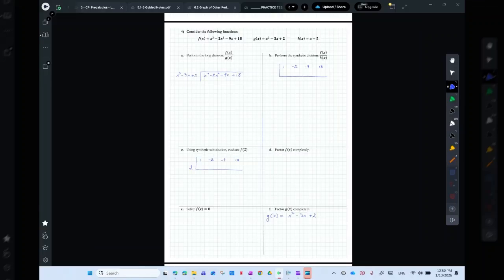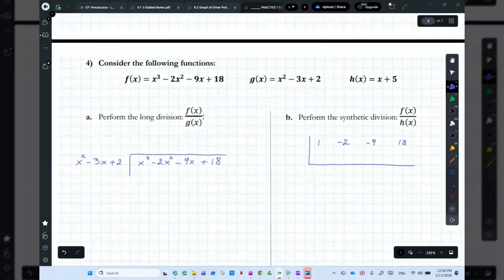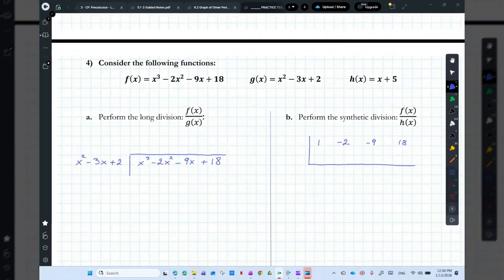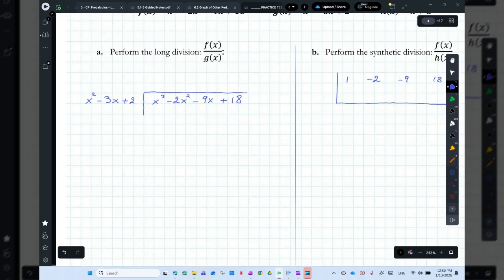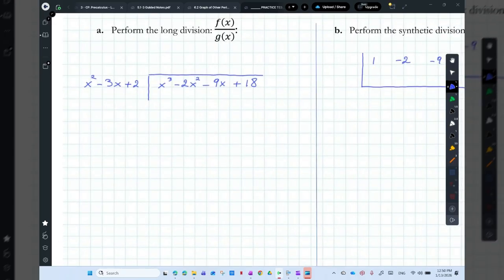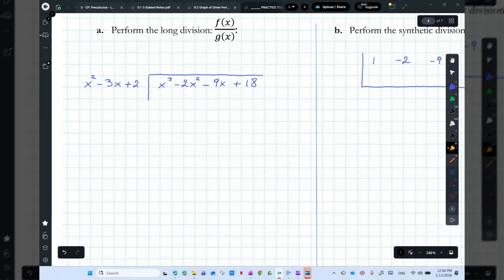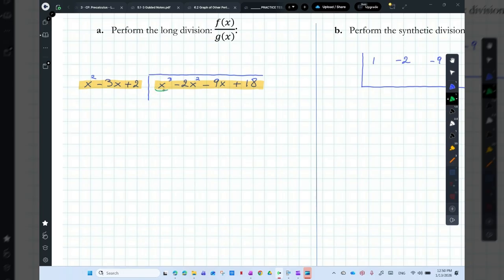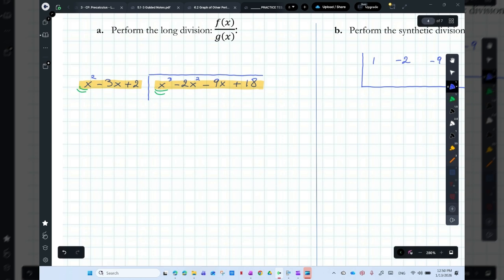Question number 4. I have three functions given. Part A, perform the long division, f of x over g of x. So this is f of x, and this is g of x. I am going to divide the leading term of each. So x cubed divided by x squared is just x.